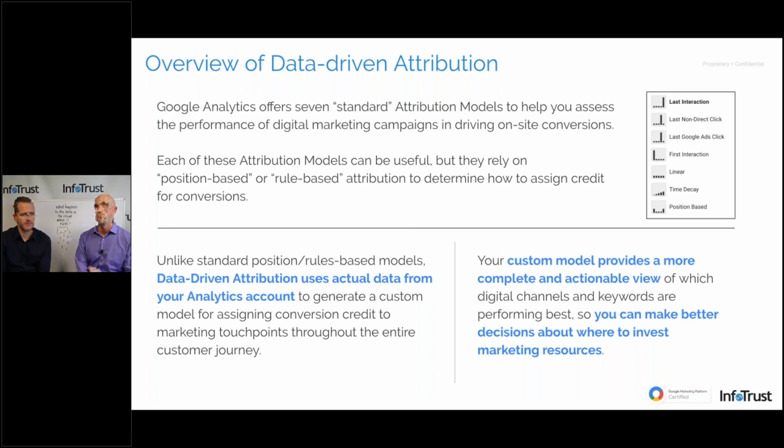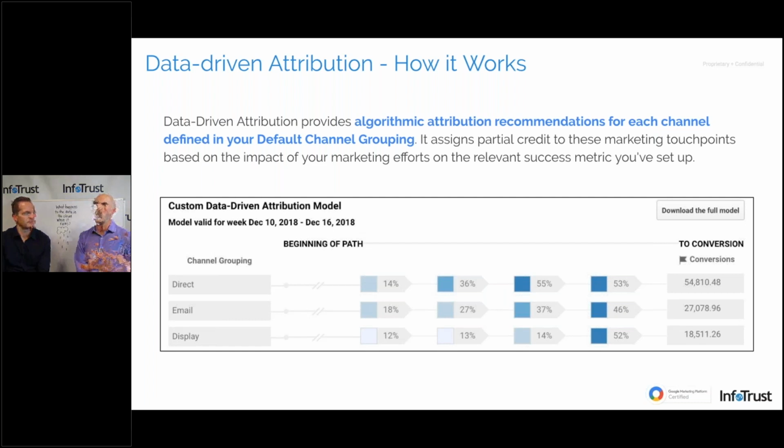So back to the question from earlier. Data-driven attribution uses actual data from your analytics account in order to determine what marketing channels were most important in getting a user to convert on your website. If I forward it, this is what the model actually looks like when it outputs. The darker blues are where the stronger correlation is with individual marketing campaigns. But again, this is all built on the data that's in your account and Google algorithms.